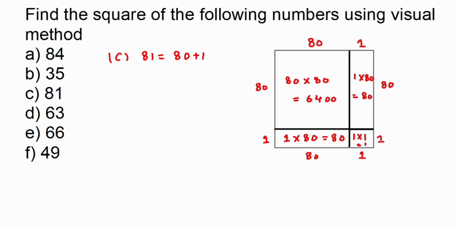So therefore from here 81 squared will be nothing but, just add everything, 6400, plus we have 2 times 80, and last we have a 1. So once we add all these things, we'll get the answer as 6561. This is the square of 81. Now moving on, the next one is 63.